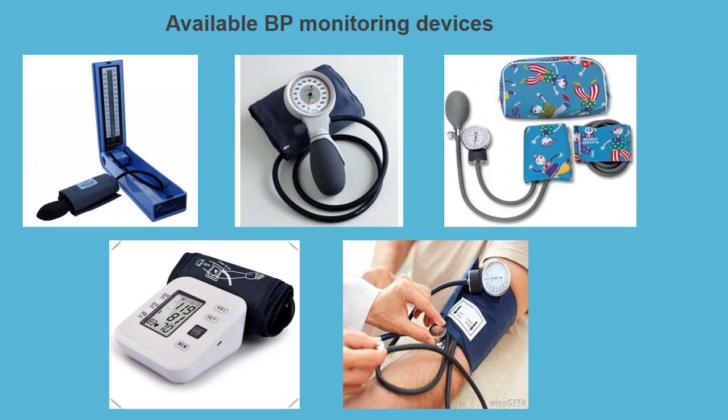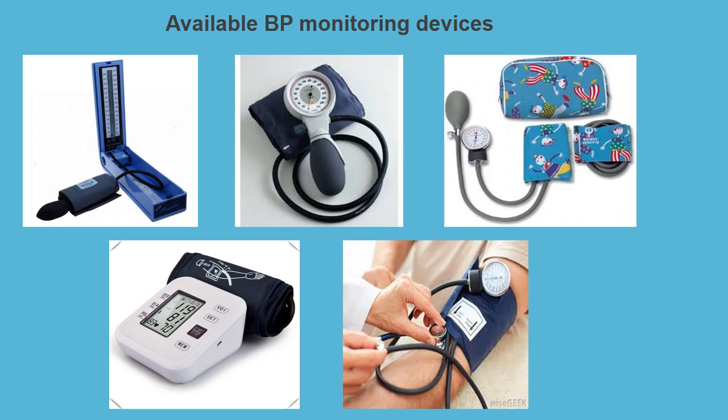Okay, so these are the available non-invasive blood pressure devices which are being used very commonly. First of all, we have the sphygmomanometer, which is on the left side of the screen, on the upper panel. This utilizes mercury, and that's why we take the blood pressure in millimeters of mercury, and this is the most accurate one among all the non-invasive blood pressure monitoring devices.